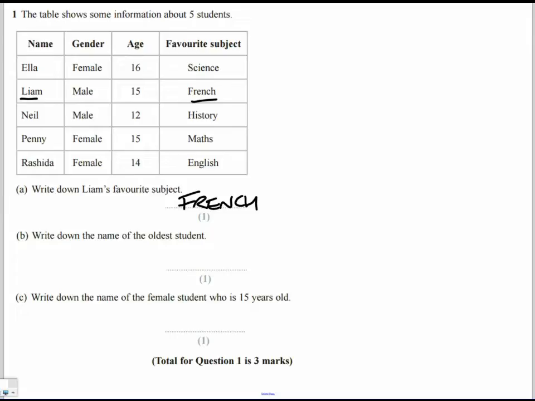1B, write down the name of the oldest student. Well, looking down the ages, the oldest student is Ella at 16 years old, and that's worth a mark. Question 1C. Write down the name of the female student who is 15 years old. So again, we need to go down the age column and pull out the fact that Liam is male, however Penny is female, and therefore Penny is the answer to this question.